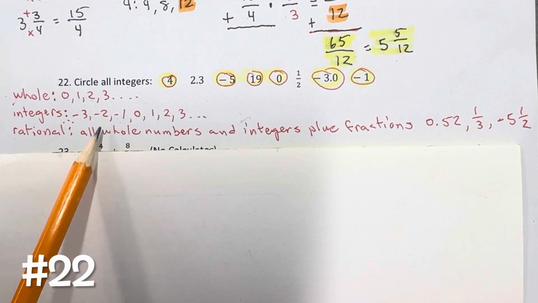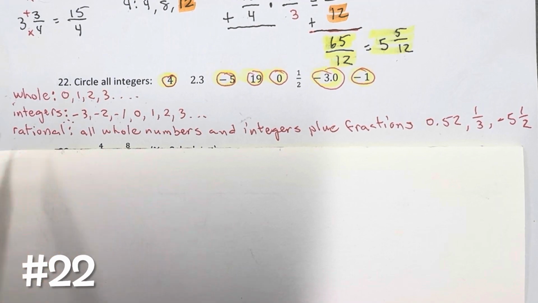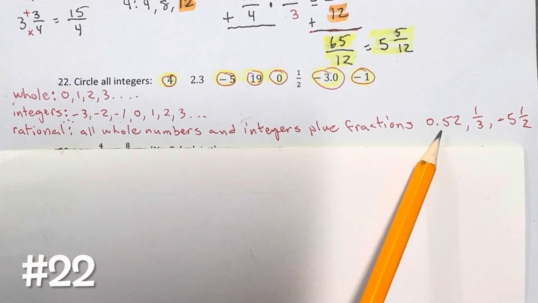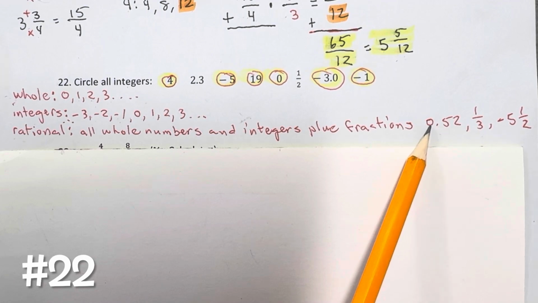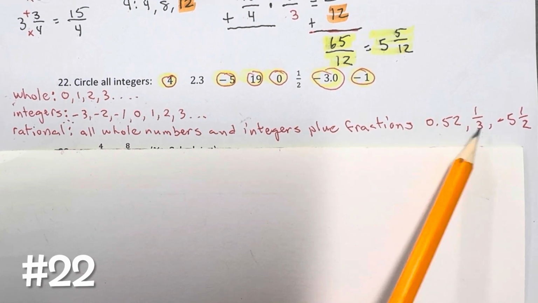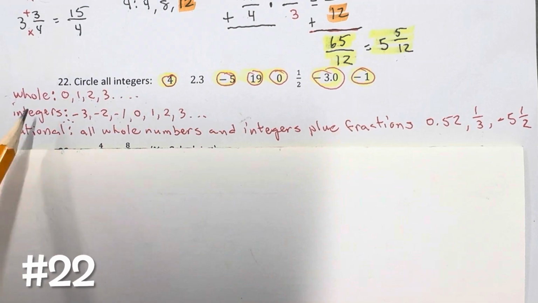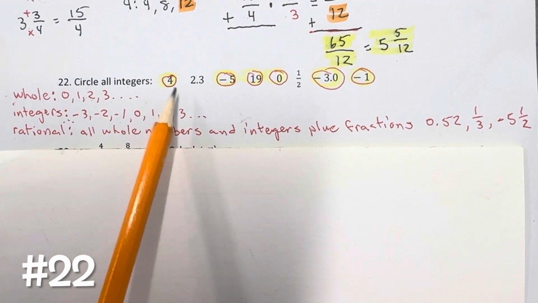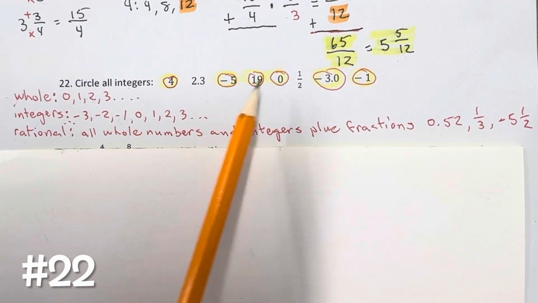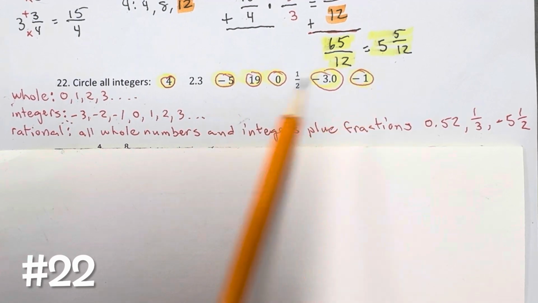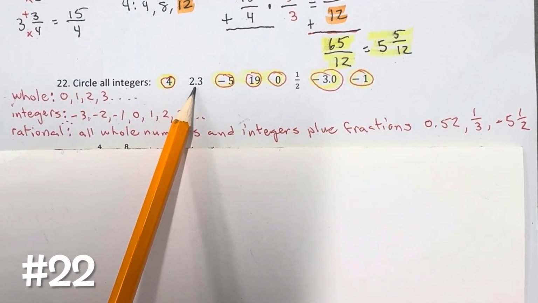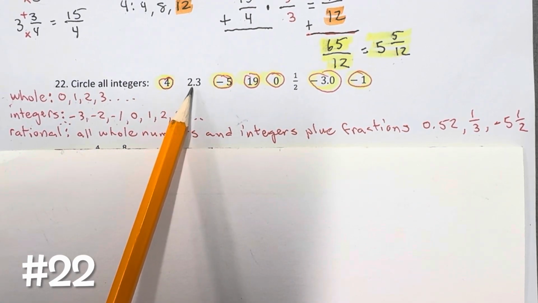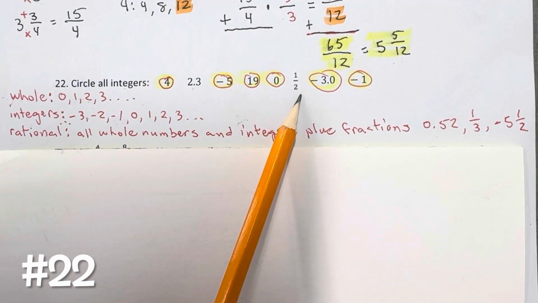-1/1 or -2/1. But not all rational numbers are integers or whole numbers. For example, 52/100 or 1/3. Those are both rational, but not an integer and whole. So integer, integer, integer. These are all integers. This is not. This is a rational number, and this is a rational number.